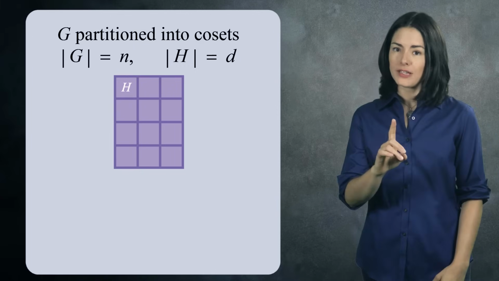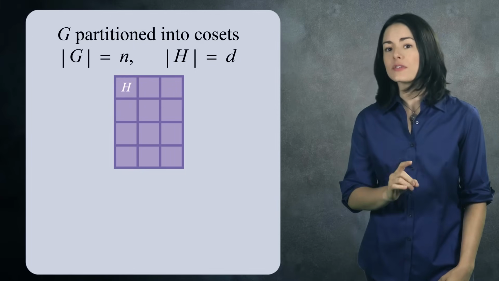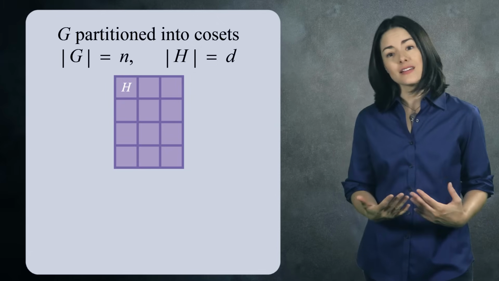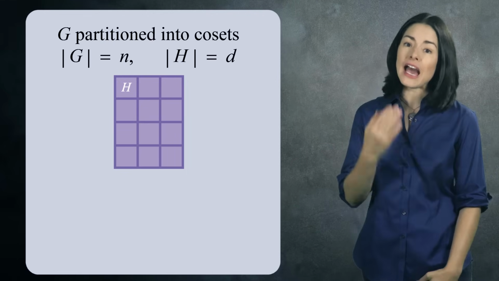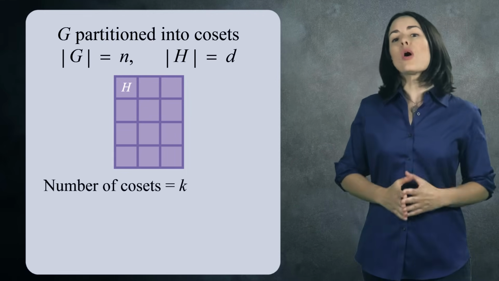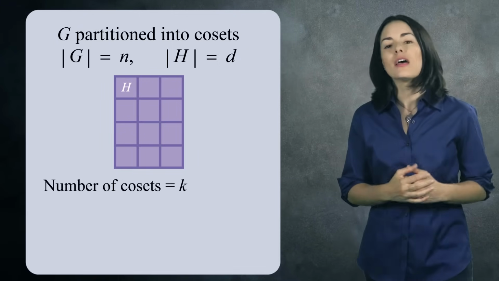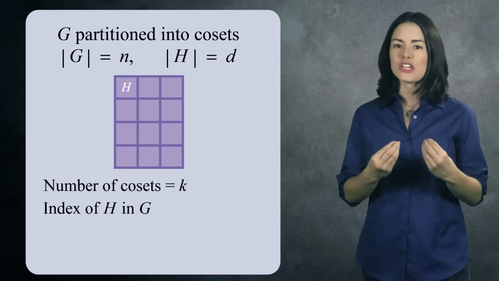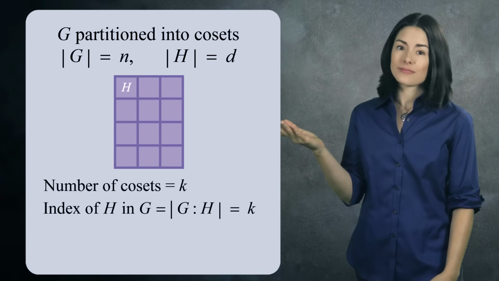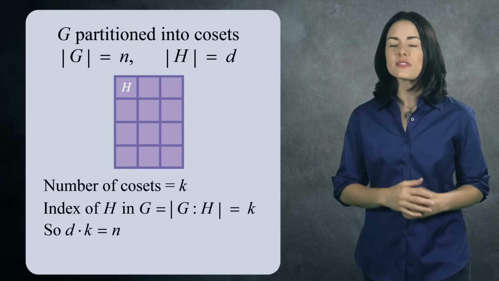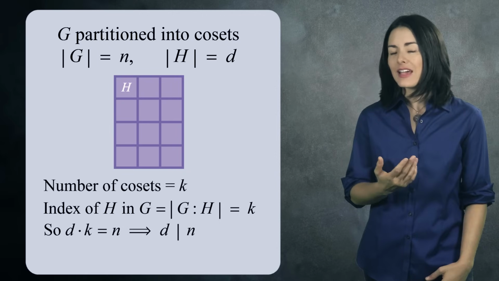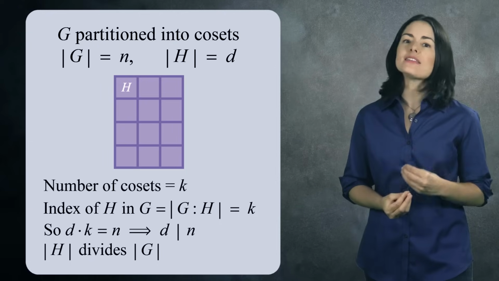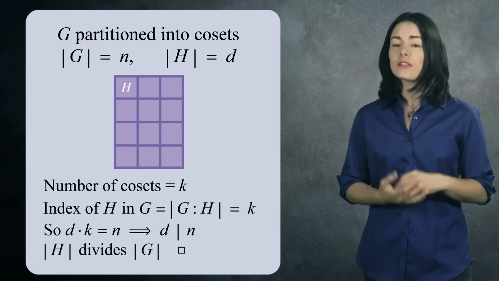A word of caution: H is a subgroup, while the other cosets are not groups. They're just sets. This is because only H contains the identity element, and to be a group, you have to have an identity element. Let's call the number of cosets k. The number of cosets is called the index of H in G and is written like this. So we have d times k equals n, the order of G. In other words, d divides n. This means the order of H divides the order of G. This proves Lagrange's theorem.